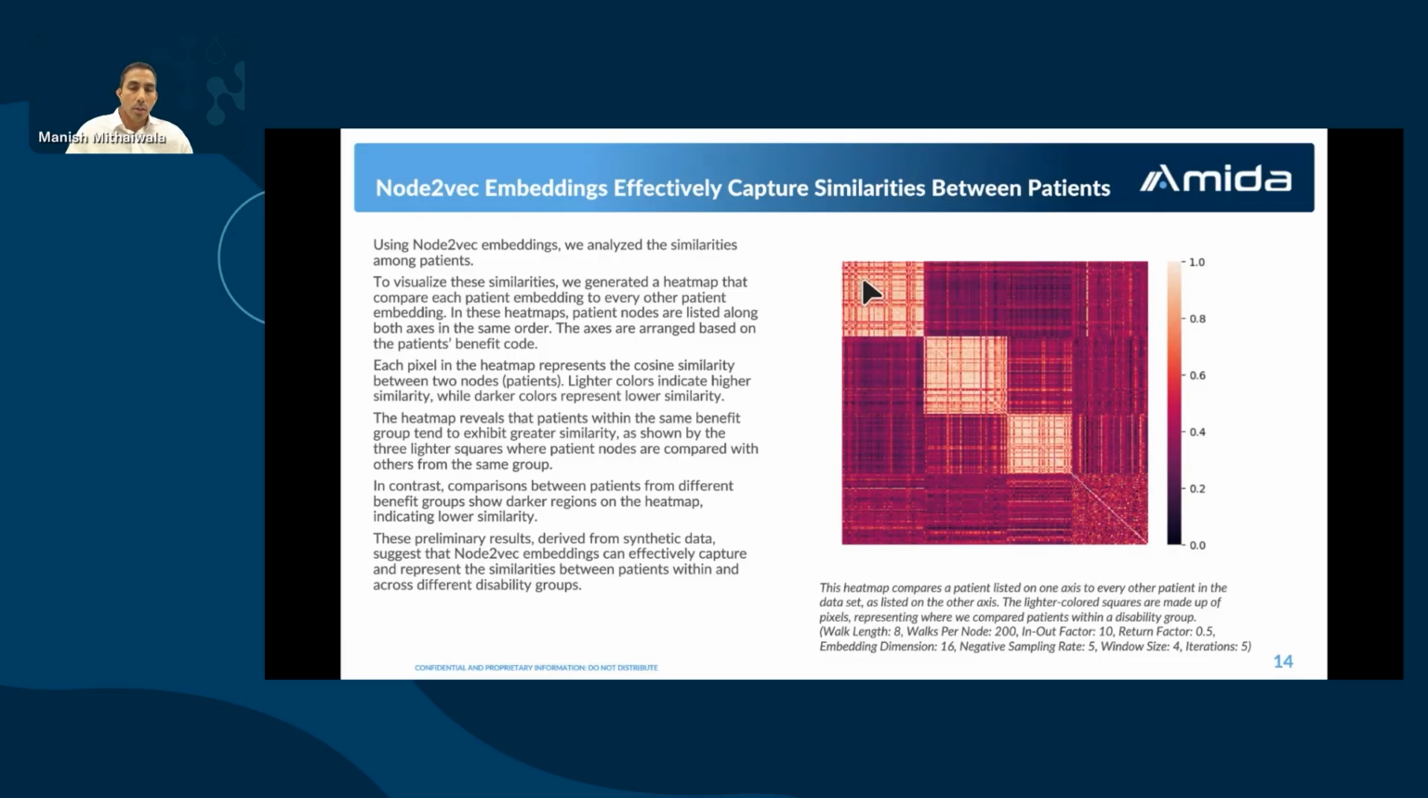Each pixel in the heat map is the cosine similarity between two different patients. One represents patients that have a high similarity, and 0, the lowest similarity. Clearly, the pattern shows that patients that have the same benefit have a high degree of similarity as compared to patients that have other benefits. It should also be clear just by seeing this pattern that similarity based on embeddings represents the similarity that we expect to see among patients across the three different groups.